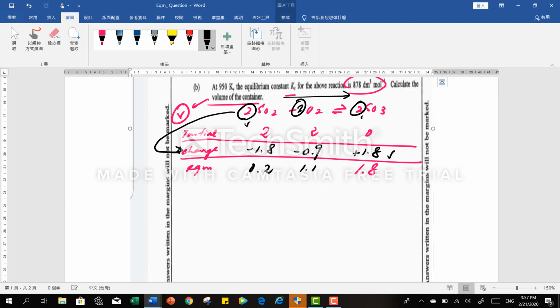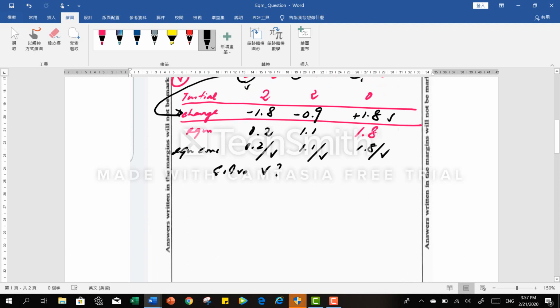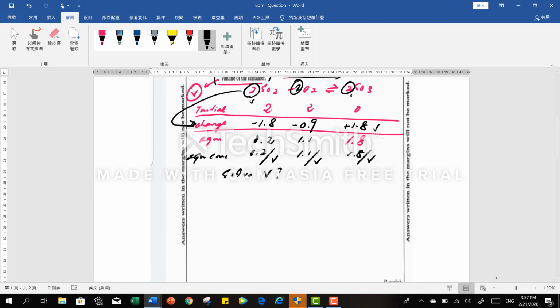Okay, so the equilibrium concentration for each of them will be 0.2 over V, 1.1 over V, 1.8 over V. Your task is to find out the volume, which means you have to solve V. Okay? Then let me form the equilibrium law first now, okay? Equilibrium law, Kc is equal to the product over the reactant. All of them are gases, so I can include all of them. Okay? Then I try to insert the number.